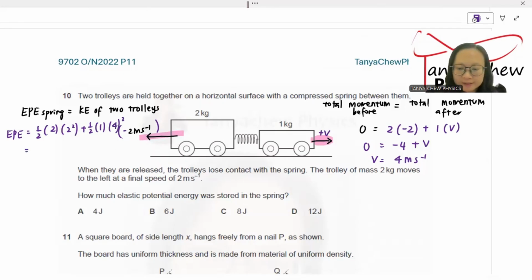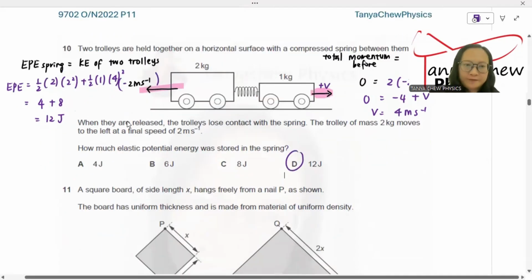So when you add this up, you should get, oh, this is 4, this is 8. So the answer is 12 joules. D is the answer. Number 11.